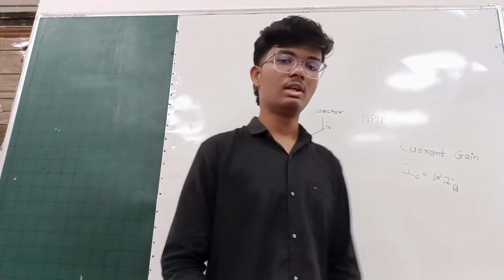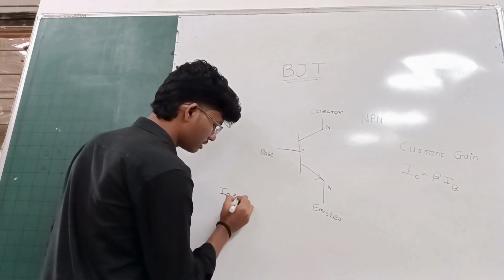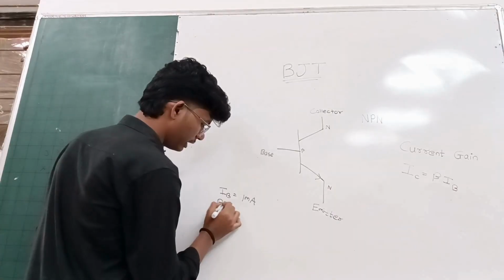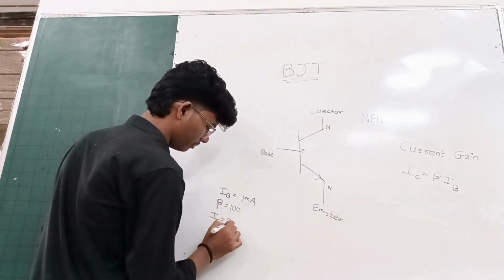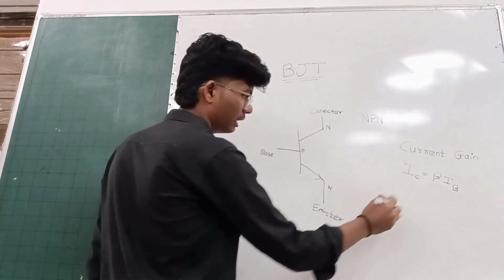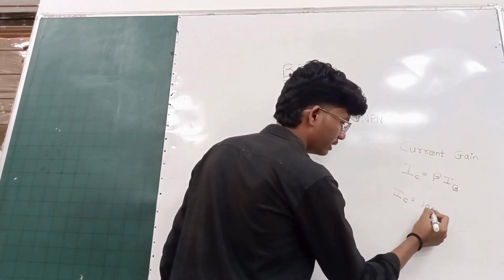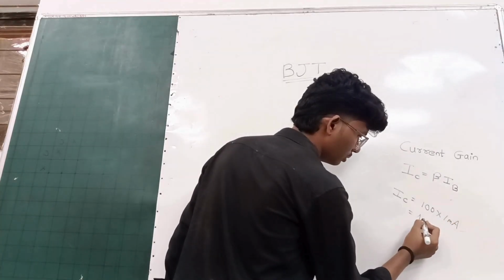Let's take an example. Suppose our IB is 1 milliampere. The current gain is, suppose, 100, and we have to find IC. So by using this formula, IC will be 100 times 1 milliampere, which is equal to 100 milliamperes.